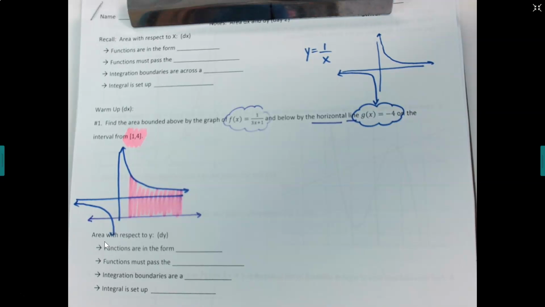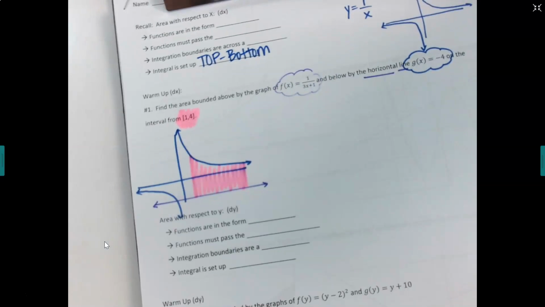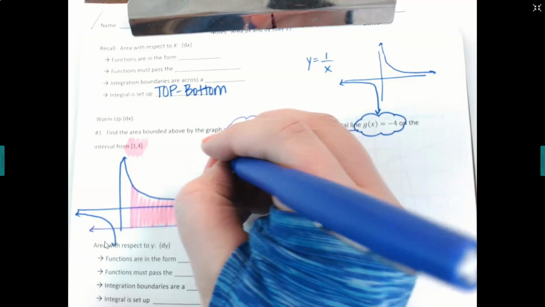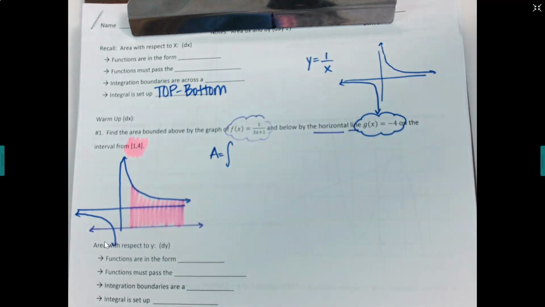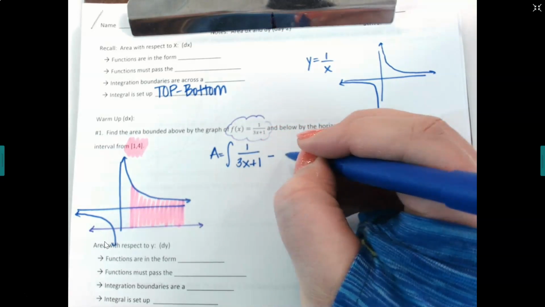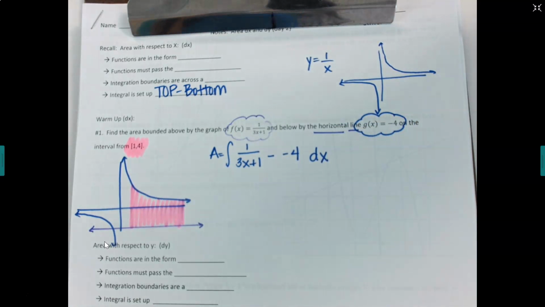So, do we remember from yesterday how you set up your integral? Top minus bottom, perfect. So right here, the integral is set up. Top minus bottom. So area equals the integral of 1 over 3x plus 1 minus negative 4 dx. Okay, focus.